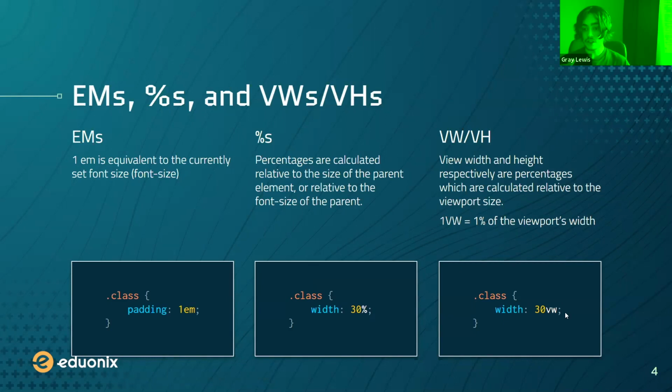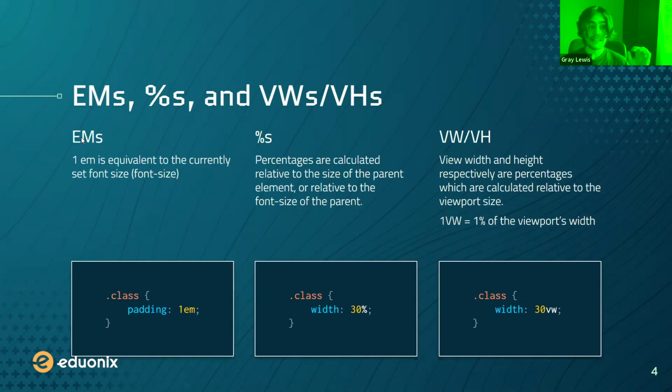So that's regardless of where in the document this element is being defined, what that element's parents or children are. This is going to be 30% of the viewport width. So if I open a web browser on my computer, it's going to be 30% of that monitor, that screen that I'm using, the width of that, assuming my web browser is maximized.